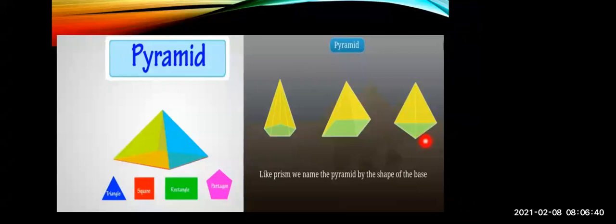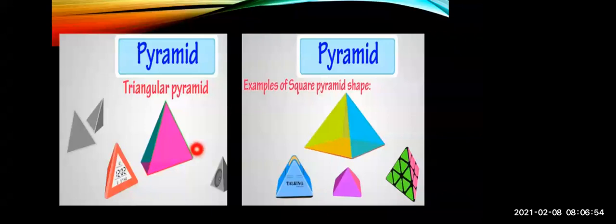So remember students, prism and pyramid are the shapes which are named after their base. Okay. See, the examples are also here. Examples of triangular pyramid. This is the clock, then the voice buffer, then this. The square pyramid is also here. See the examples. So these are the examples of pyramid.